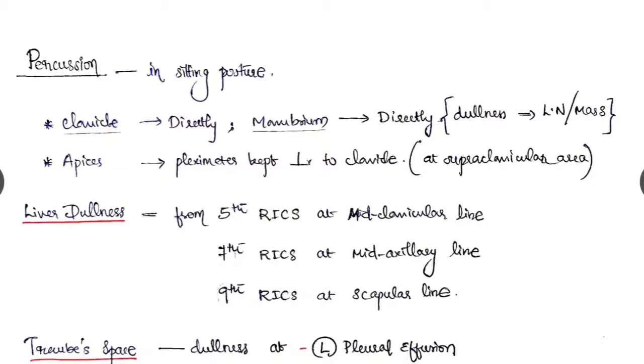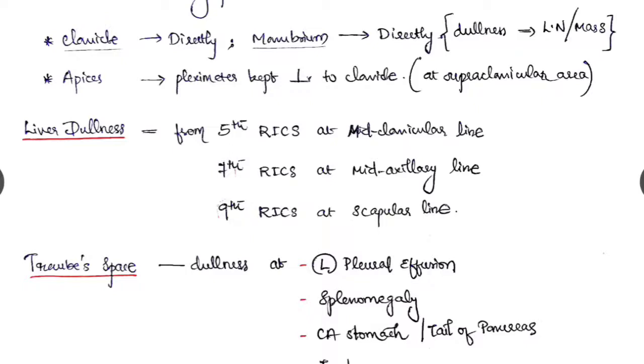On the clavicle and also on the manubrium sterni, we are percussing directly. If there is dullness in the manubrium, it can be a lymphadenopathy or a mass in the mediastinum. To percuss the apex of the lungs, we have to keep the pleximeter perpendicular to the clavicle, that is at the supraclavicular fossa.